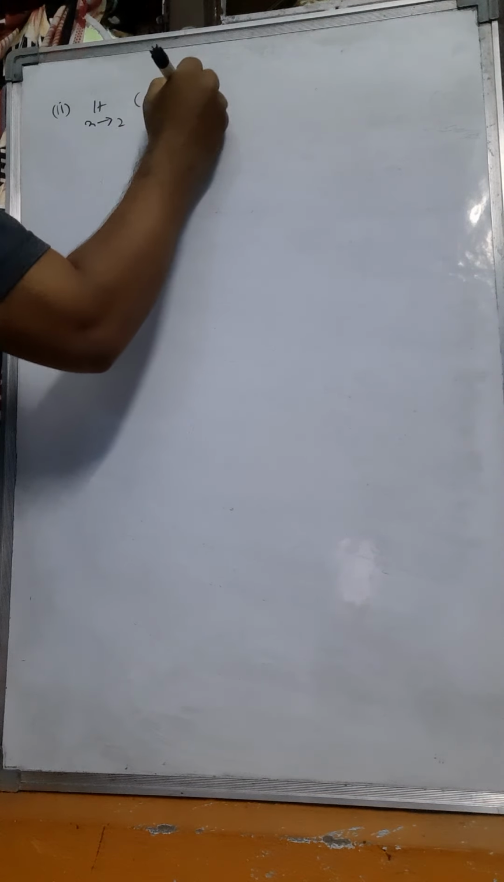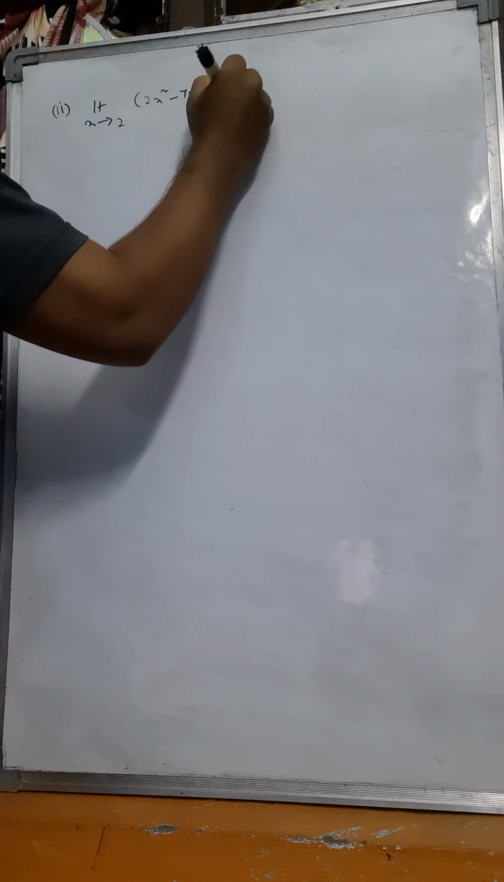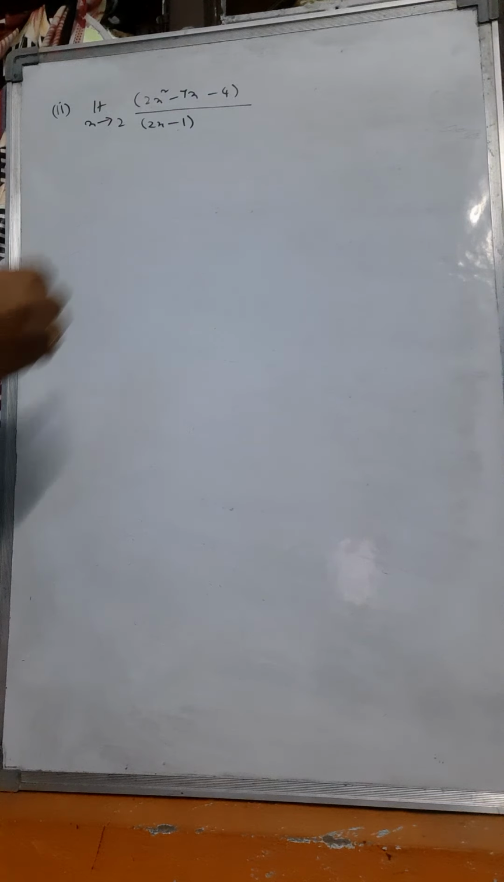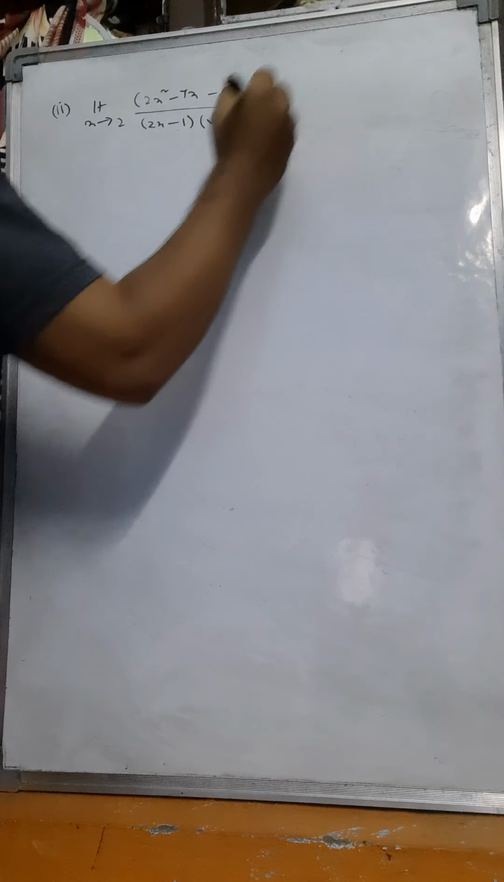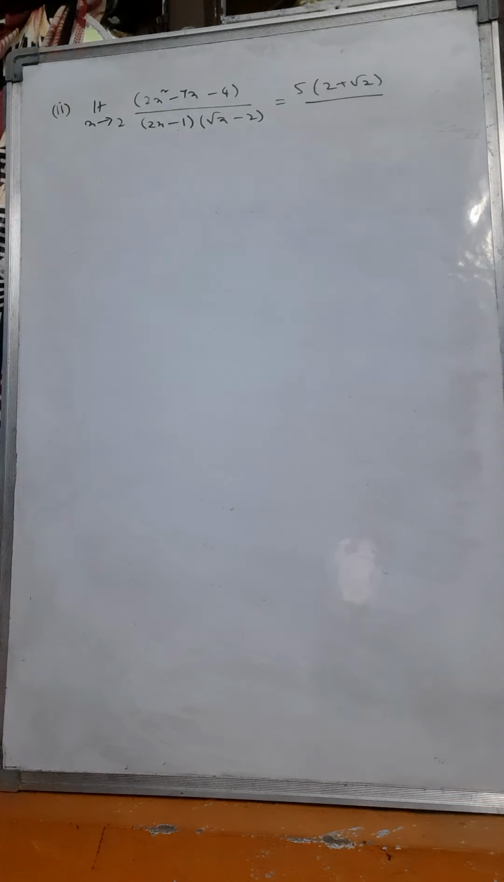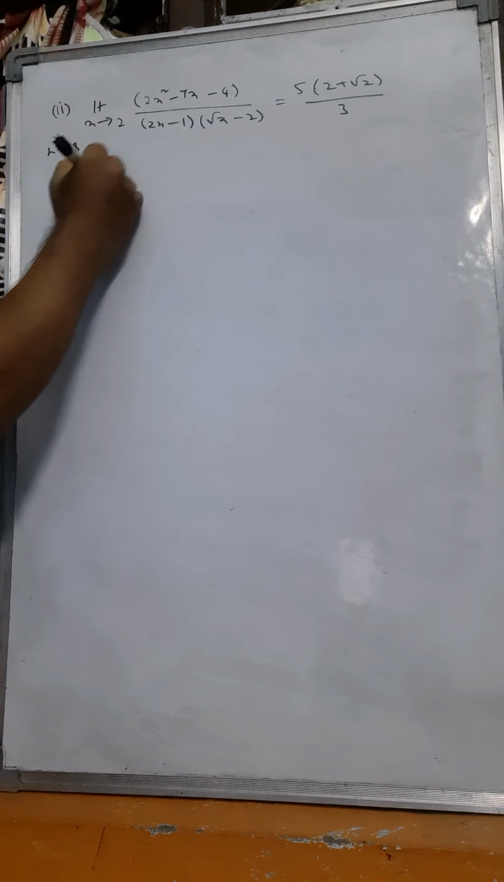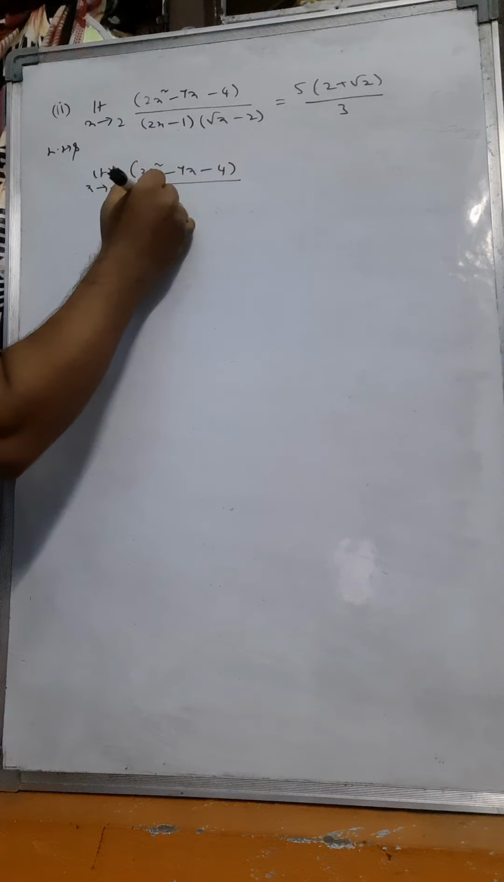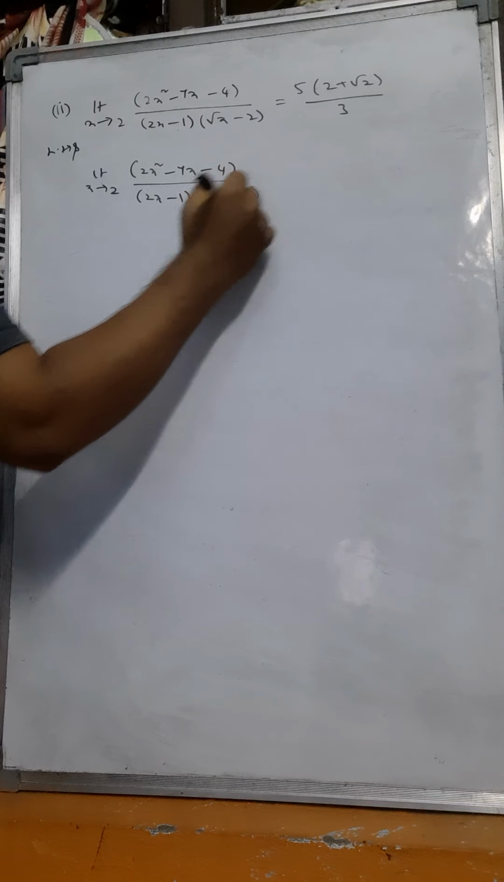Next problem, limit x tends to 2, (2x square minus 7x minus 4) by (2x minus 1) into (root x minus 2) is equal to 5 into (2 plus root 2) by 3. So what is the LHS? Limit x tends to 2, (2x square minus 7x minus 4) by (2x minus 1) into (root x minus 2).